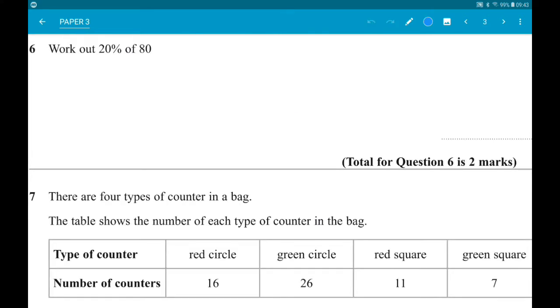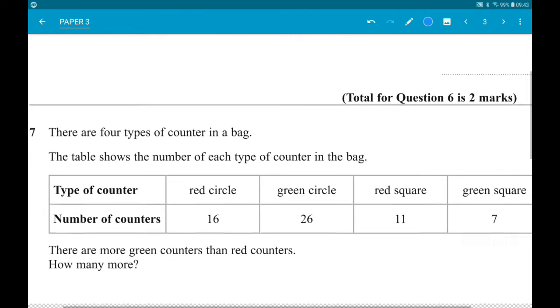Number 6. Work out 20% of 80. So, given that this is a calculator paper, the quick way to do it is 0.2 times 80. And you will get 16. Of course, you can find 10%, which is 8, and then double it.